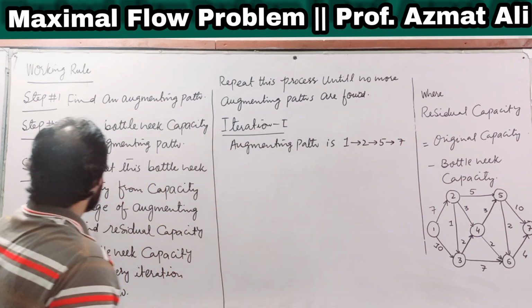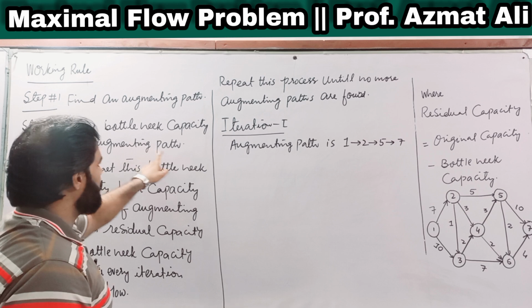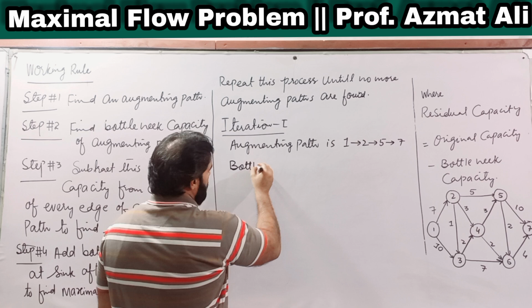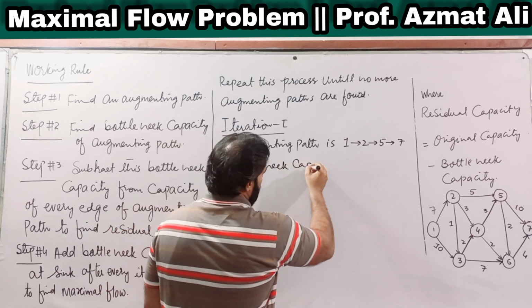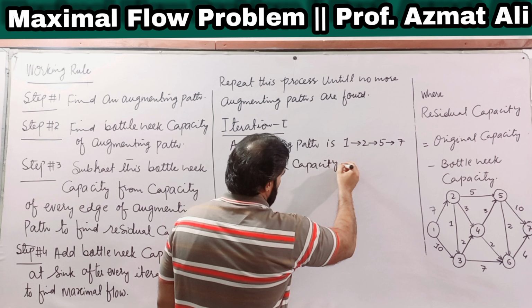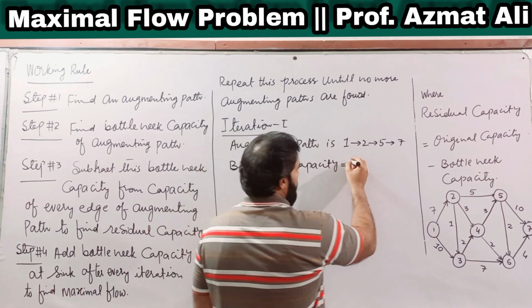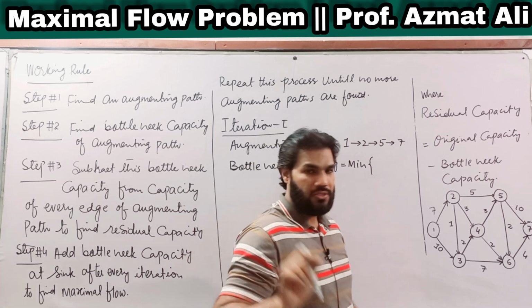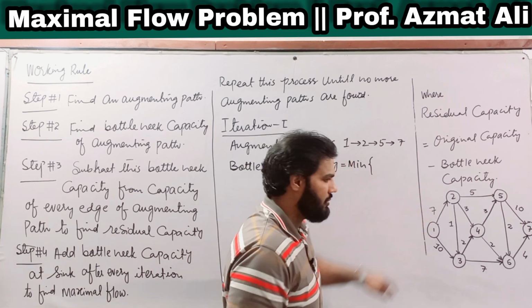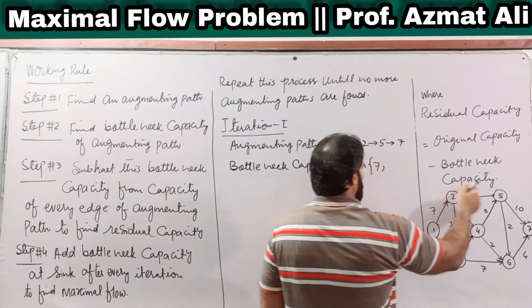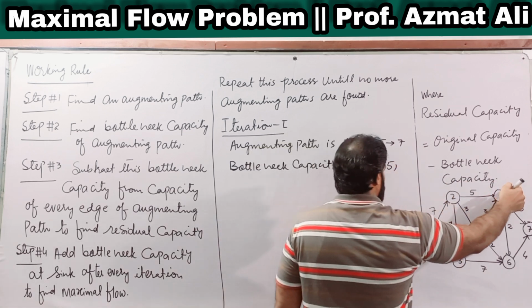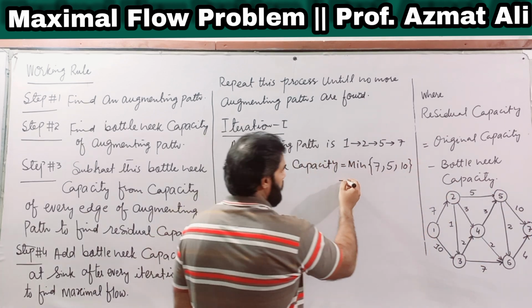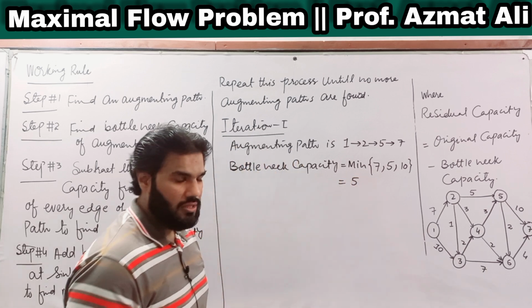Second step is to find the bottleneck capacity of this augmenting path. Bottleneck capacity of this augmenting path is actually the minimum of the capacities. In this path you can see that there are 3 capacities. One is from node 1 to node 2, that is 7 units. Second is node 2 to node 5, that is 5 units. And third is from node 5 to node 7, that is 10 units. So the minimum of these 3 numbers is 5. So the bottleneck capacity of this augmenting path is 5 units.